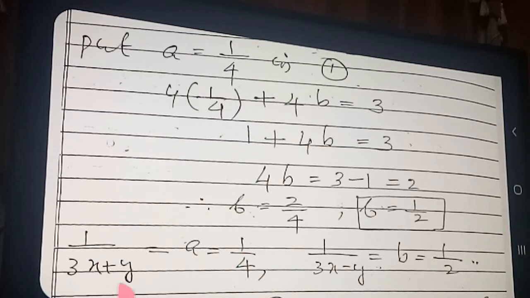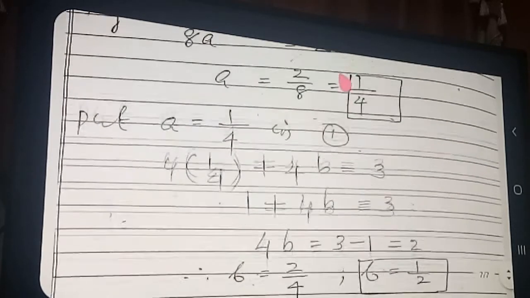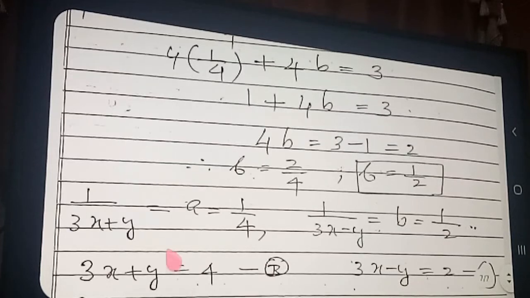1 by 3x plus y you supposed as a, in the beginning. But that a you got how much? 1 by 4. So 1 by 3x plus y is equal to a, that is equal to 1 by 4. Similarly, 1 by 3x minus y you supposed as b, that is equal to 1 by 2. Here you reverse, here reverse, you will get 3x plus y is equal to 4, equation number 3. And here 3x minus y is equal to 2, equation number 4.